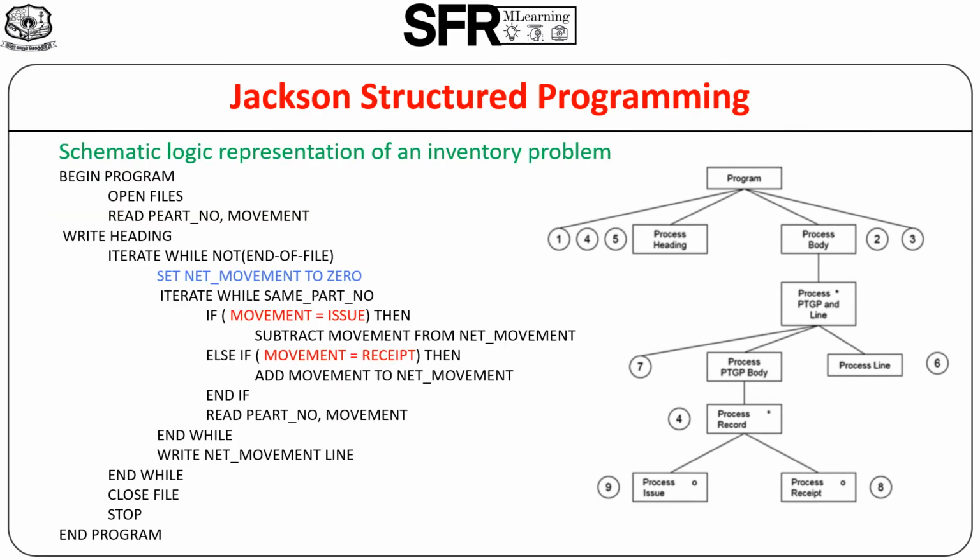Here the program begins with opening files, then reading part number and movement, then writing the process heading. Writing the net movement line involves nested while loops. In the outer loop, net movement is set to 0. In the inner loop, we have to check whether the movement is equal to issue or receipt. If the movement is equal to issue, subtract movement from net movement. Else, if movement is equal to receipt, add movement to net movement. Then read part number and movement. After that, we can close the files and end the program.